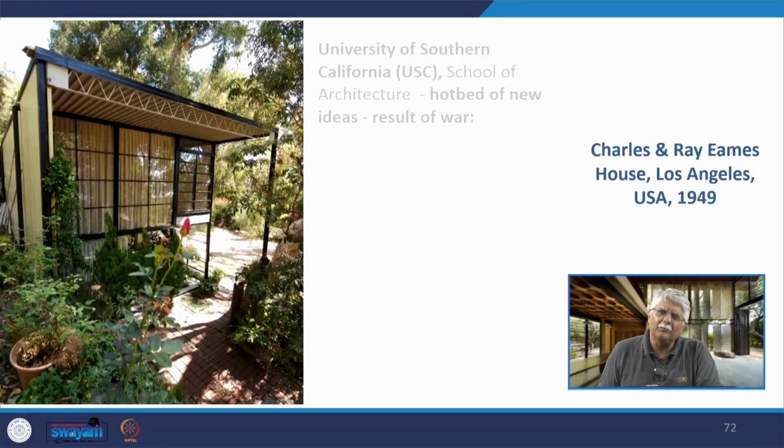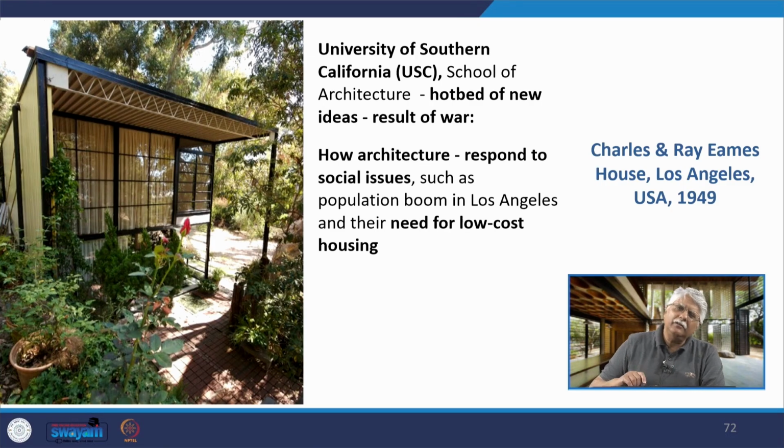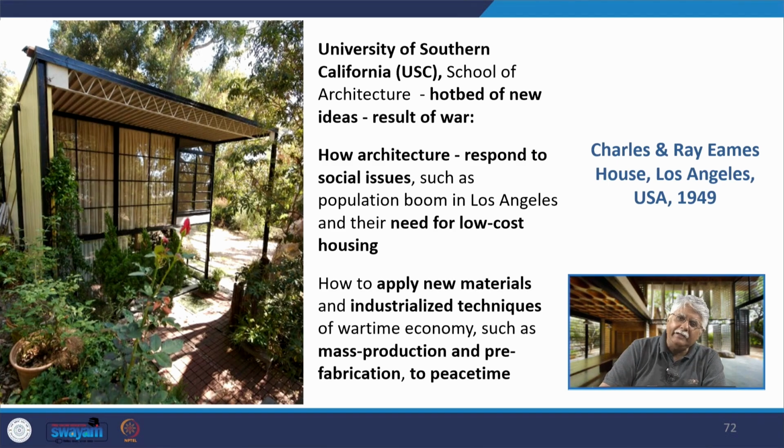So one of the examples is Charles and Ray Eames House in Los Angeles. Now, the University of Southern California School of Architecture became a hotbed of new ideas as a result of the World War. The questions explored were how architecture should respond to social issues like the growing population and need for low cost housing, how to apply new materials and industrialized techniques in wartime economy such as mass production, prefabrication, and how to apply these technologies in peacetime.